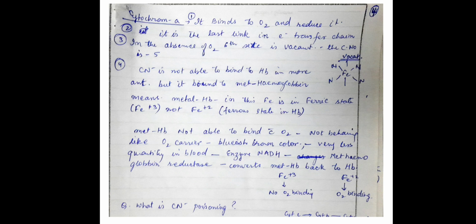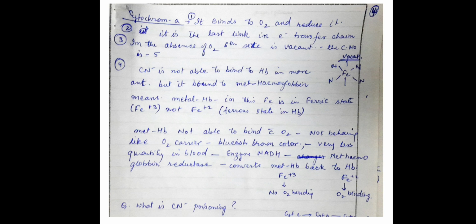The enzyme NADH methemoglobin reductase converts methemoglobin back to hemoglobin. So what is the enzyme present in the system which converts Fe3+ to Fe2+? Fe3+ has no oxygen binding, Fe2+ has oxygen binding.